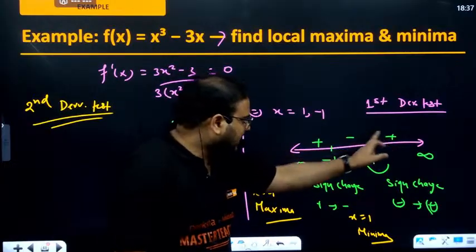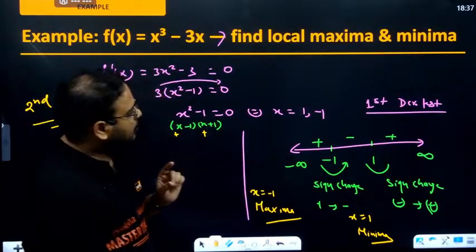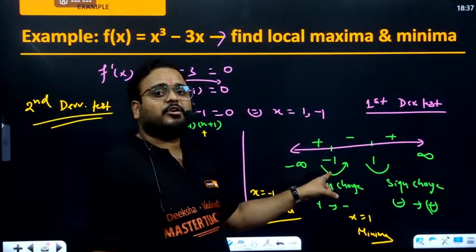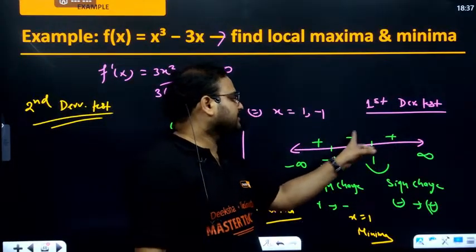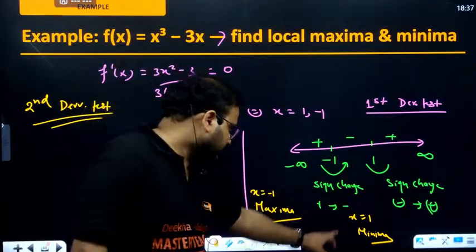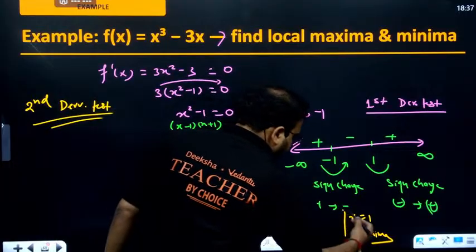Once we have plotted it, because the powers of the factors are 1 and 1, now let's look for the sign change. The sign change here is plus to minus. This is the point of local maxima. Here it is minus to plus. This is the point of local minima, mentioned over here and here.